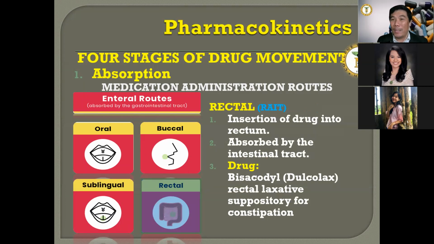It is obviously absorbed in the intestinal tract. Most of the drugs given via rectal are for those who may have constipation. The one you have watched most in advertisements is Bisacodyl, Dulcolax, the rectal laxative suppository. If you encounter suppositories, these are drugs administered via rectal. Remember, it is inserted via the rectum and absorbed via the intestinal tract.